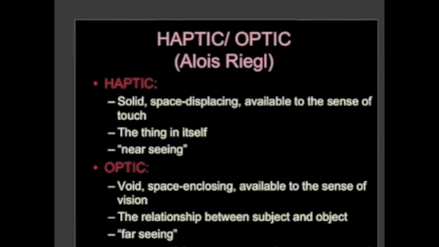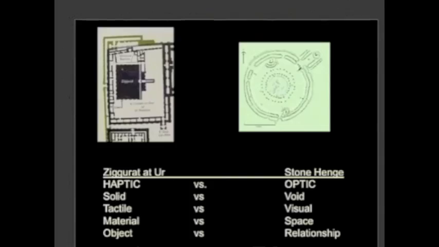As opposed to the optic, and we'll come back to this image again, but let's look at Stonehenge as something optic. You can see from far away. It is spatially penetratable by your gaze. Vision and perspective help you understand this thing, and you can surround yourself in it. So while the haptic is solid, the optic is void.